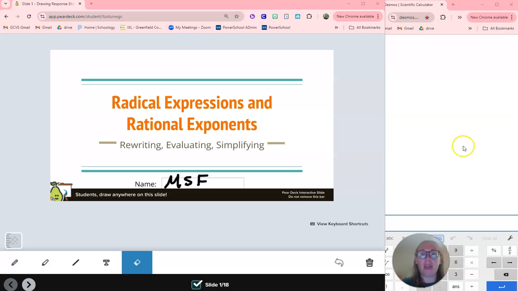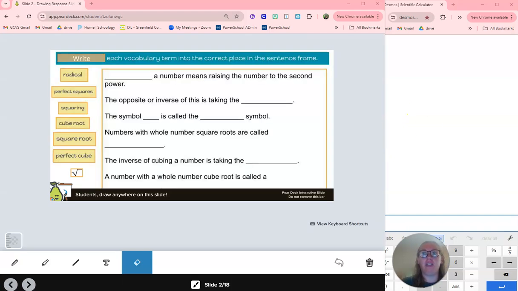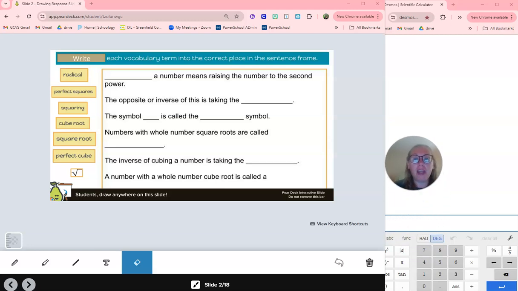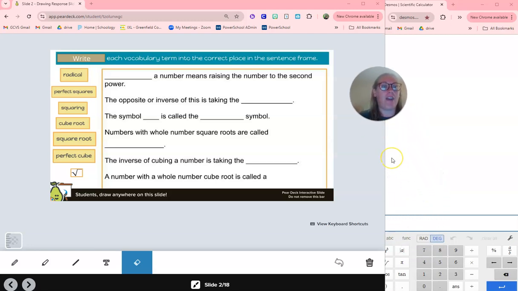So you're opening up that pear deck assignment and you're going to be working through radical expressions and rational exponents, okay? So put your name on that first slide, and when you're all set, push ahead to slide 2. Now slide 2 is just looking at some of our important vocabulary. So we have: write each vocabulary term in the correct place in the sentence frame.